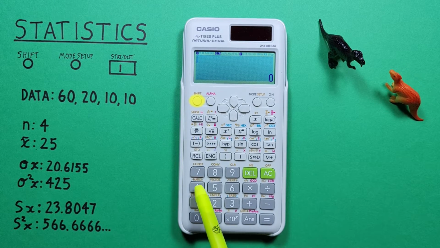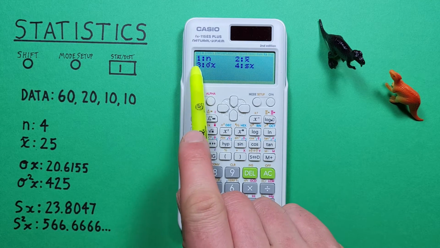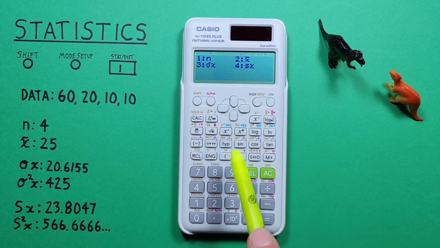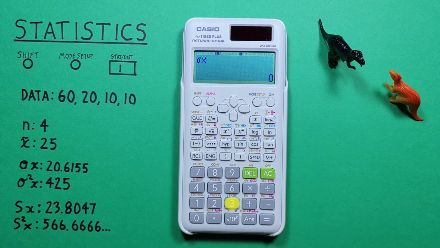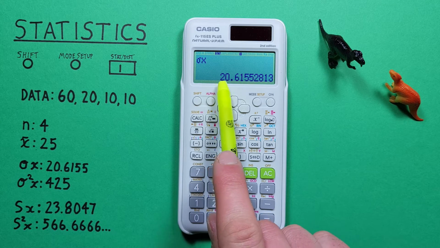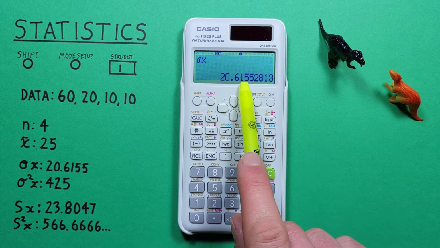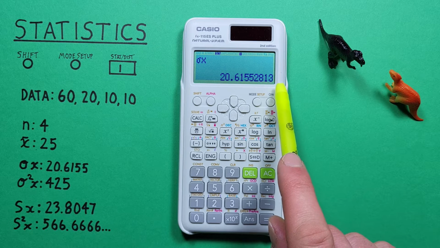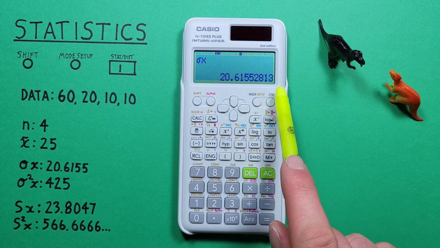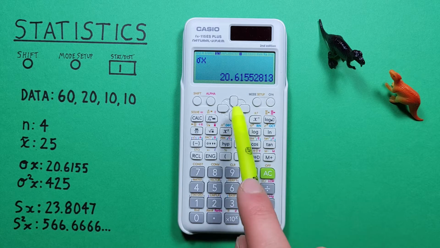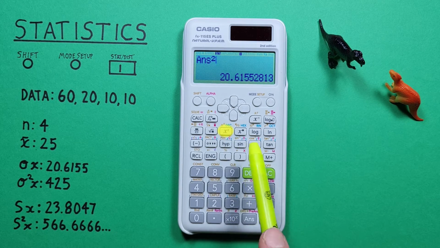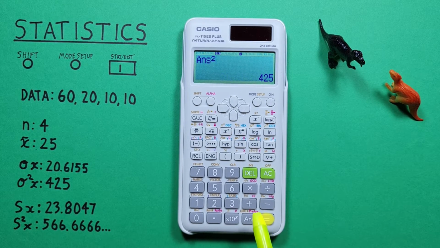Again, back to our variables. And then we have number 3, population standard deviation. So we can press 3 and equals. And we see our population standard deviation is 20.6155, etc. And if we want the population variance, all we have to do is square this number. So we can hit the x squared key here and press equals. And see we get a population variance of 425.